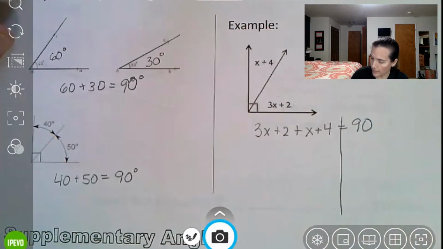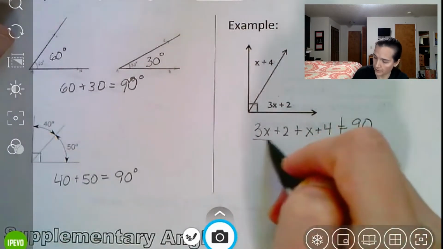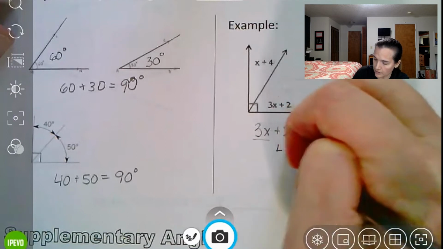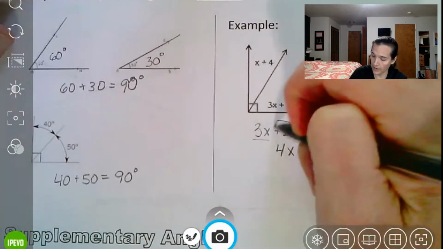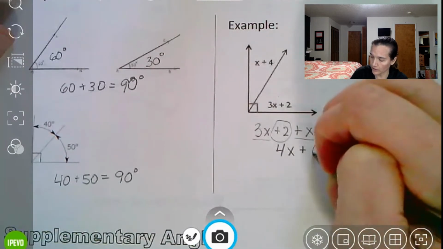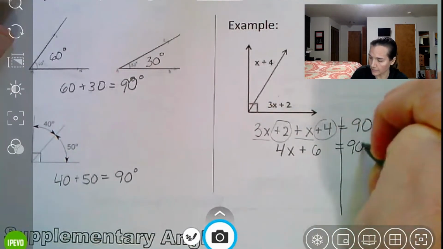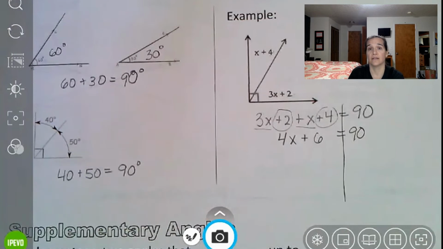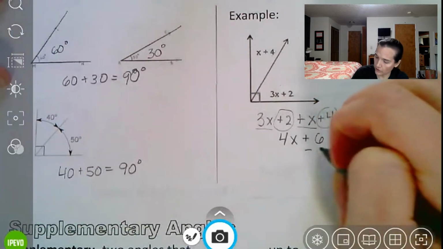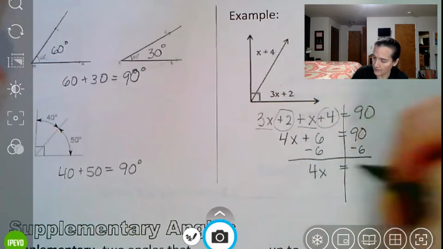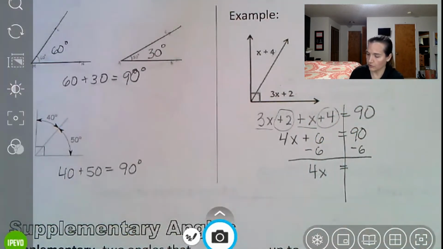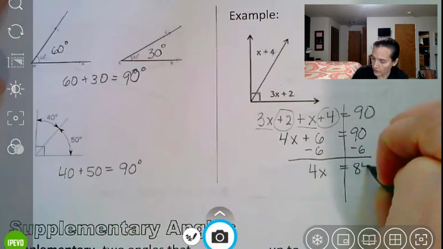And then I'm going to combine like terms and solve my problem. Here's 3x and here's 1x. That's really 4x. So might as well simplify that there. Here I have a plus 2 and a plus 4. That's really just plus 6. So once I'm done with that, I go ahead and solve. I'm going to subtract 6 from both sides. And that gives me 4x equals 84.